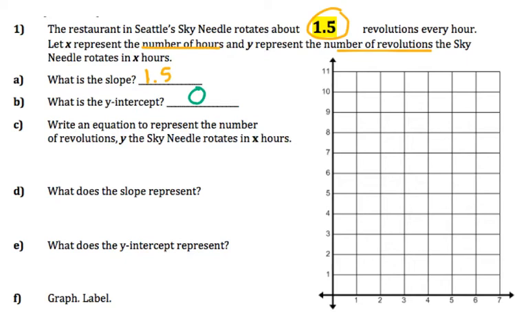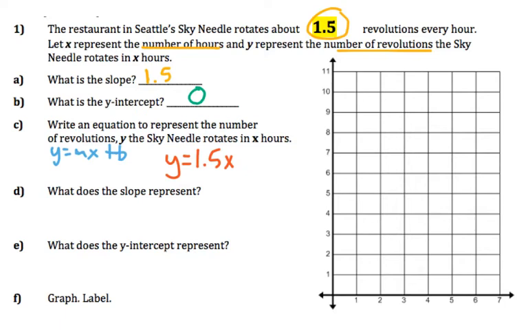C. Write an equation to represent the number of revolutions y the Sky Needle rotates in x hours. Using slope-intercept form, which is y equals mx plus b, we can use the information we have and just substitute in. We know that the slope is represented by m, and the y value of the y-intercept is represented by b. So we can write the equation as y equals 1.5x plus 0. Now, just because we like to simplify everything, we're actually going to write this equation without the plus 0, because if we added 0 to 1.5x, it would just be 1.5x.